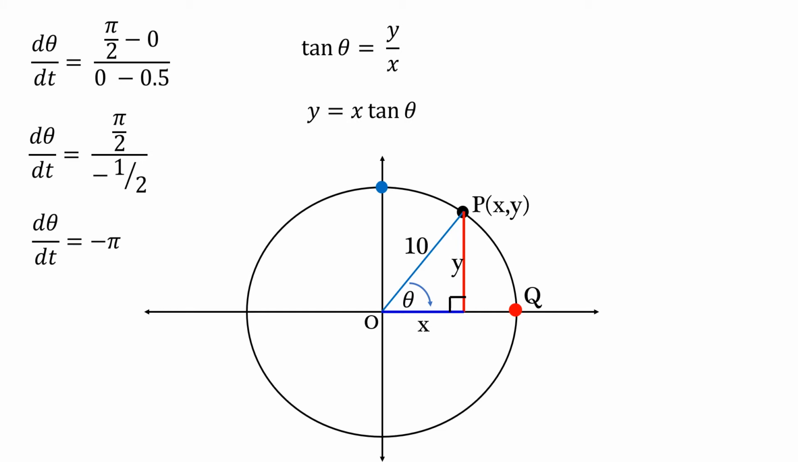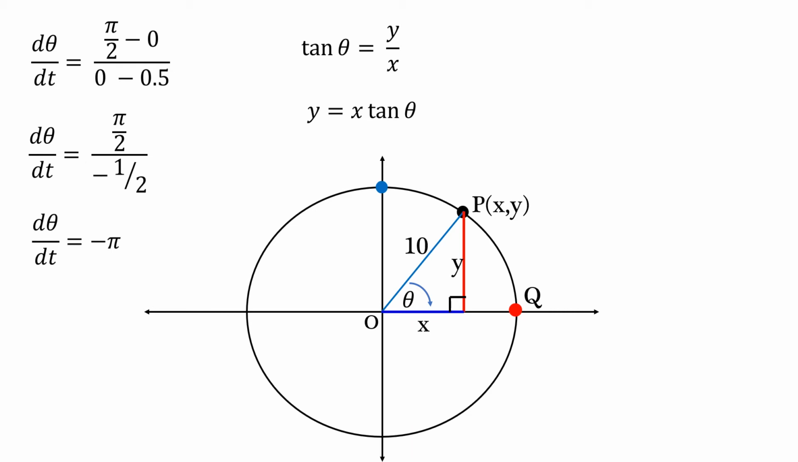Now we can differentiate this equation with respect to t. So we get dy/dt on the left side, and on the right side, we can apply the product rule. However, it will involve dx/dt and also d theta over dt. We have the value for d theta over dt. That's negative pi, and we are looking for dx/dt. However, we don't have any information for dy/dt. So let's try to get rid of y by expressing it in terms of x.